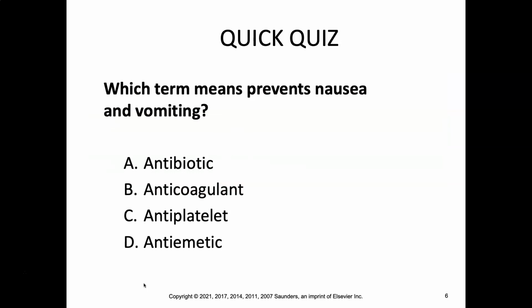So talking about quizzes, a quick quiz. Which term means it prevents nausea and vomiting? So as you can see, we have the prefix anti right here on all 4 of them. It's going to be the root behind it that's going to help you figure out which one prevents nausea and vomiting. I think you can get it.